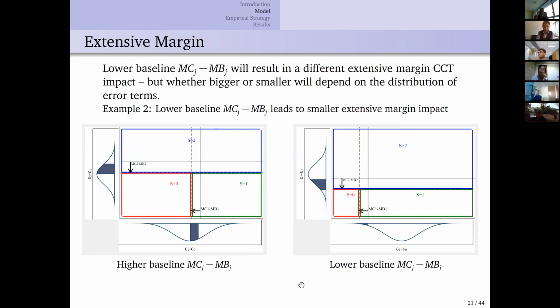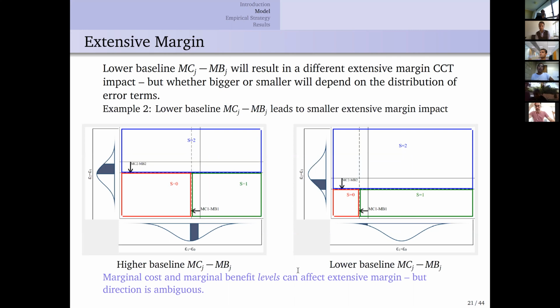And in this example, when you lower the cutoff, you actually end up with a smaller share of people affected. Right, so clearly this extensive margin impact depends a lot on what the distribution of error terms is and where this cutoff lies relative to the error terms. So it's not the case that somewhere with higher returns to schooling is unambiguously going to see larger PROGRESA effects. That's not necessarily going to be the case. It depends a lot on these distributions.